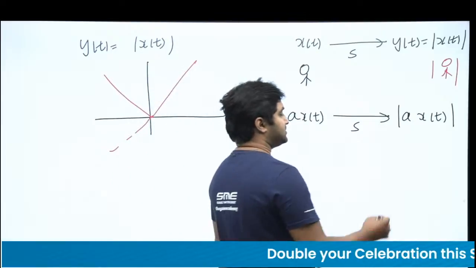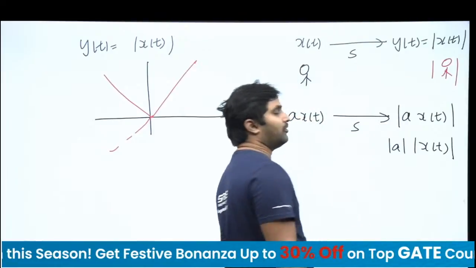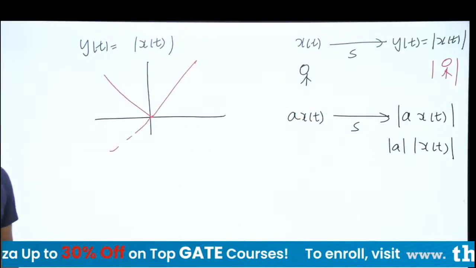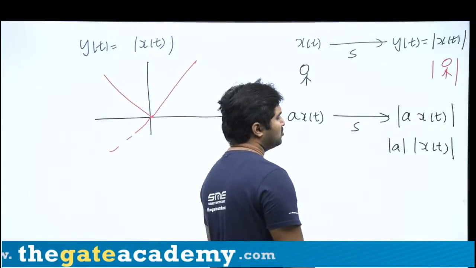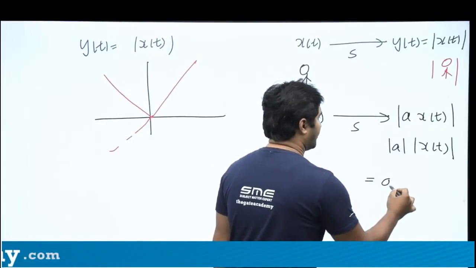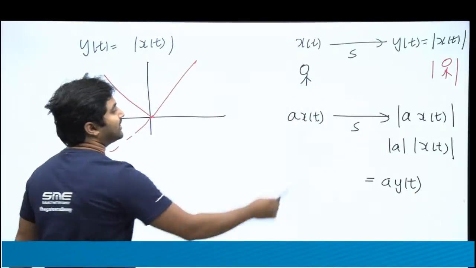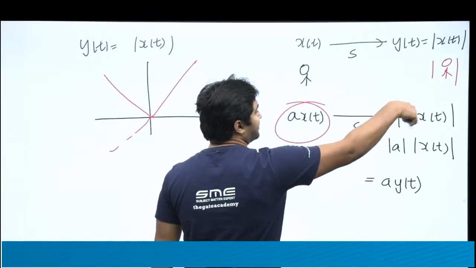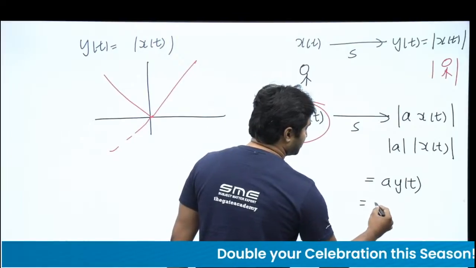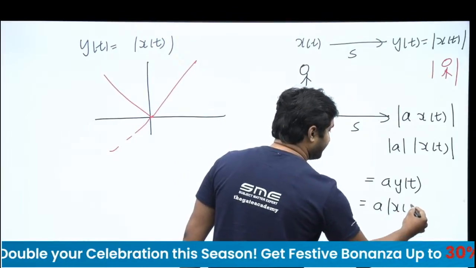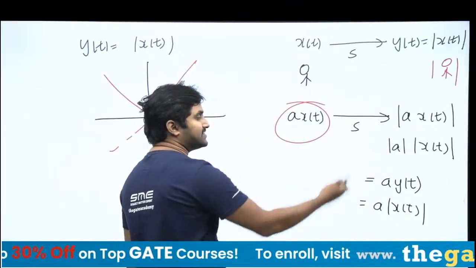which means that it is mod of a times mod of x of t. Now, is this equal to a into y of t? Whatever I give here, the magnitude of this will come here. Now, is it equal to a into y of t? No, because this is a into mod of x of t. If a is negative, then there is a problem.